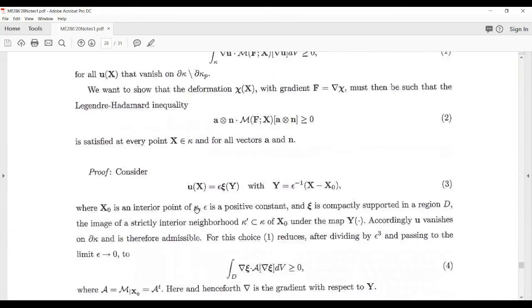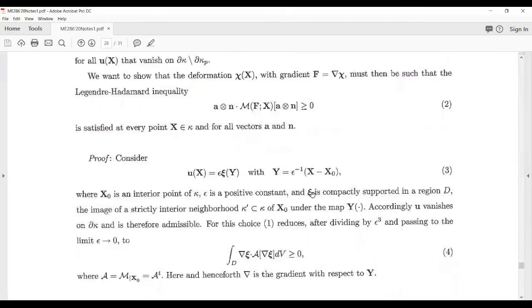So here X naught is an interior point of the reference configuration. Epsilon is a positive constant. And Xi, we'll say it's compactly supported in an interior region. That means it's non-zero only in an interior region away from the boundary. We'll call that interior region kappa prime, a region containing the fixed point X naught. So you imagine surrounding the point X naught with the region kappa prime, strictly interior, and Xi is non-zero in that interior region kappa prime. Under the map from X to Y, kappa prime becomes the region D, just a relabeling due to the change of variable. So Xi is non-zero in a region D, which is strictly interior to the body, and it contains the point X naught. Everywhere else outside that region, Xi is zero because we construct it that way.